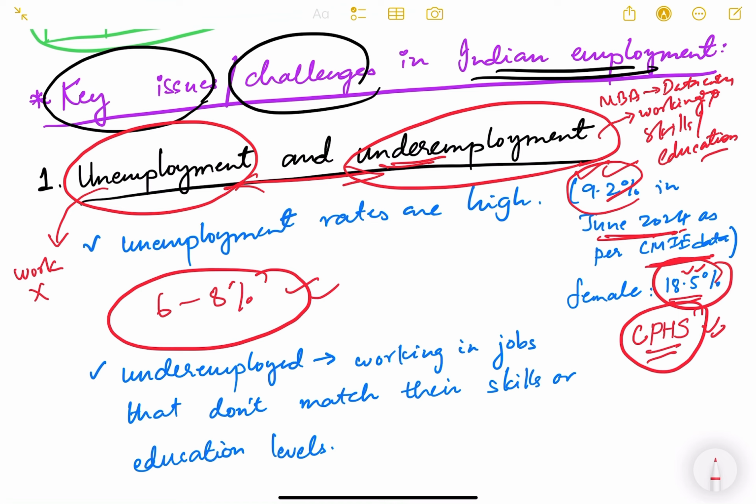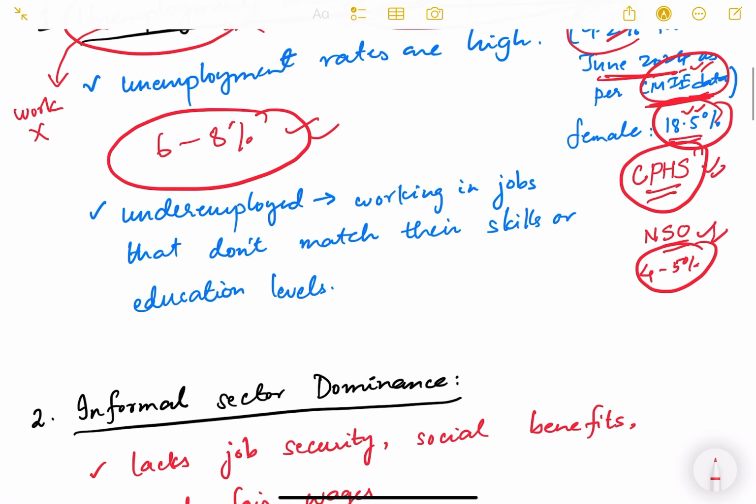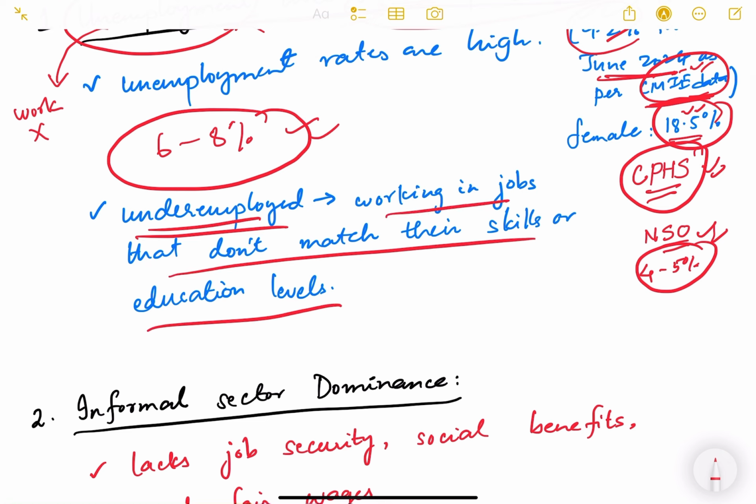There are other measures of unemployment also, given by the National Statistics Office through their household surveys. Again, we'll see how unemployment is measured. It depends on how you look at unemployment. According to them, our unemployment is around 4 to 5%. Since their parameters for measuring unemployment are different, there may be a difference in the unemployment rate. So this is what I could find as per the CMIE data. Then underemployment, another thing, working in jobs that don't match their skills or education levels, that I have already told you.